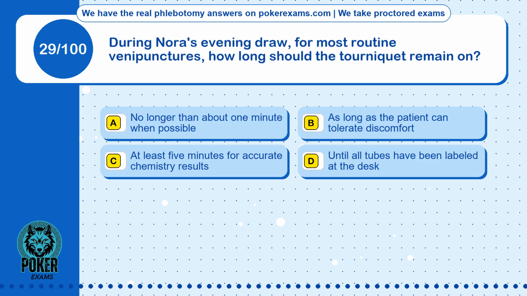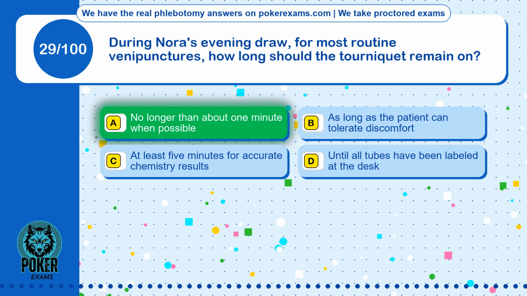Question 29. During Nora's evening draw, for most routine venipunctures, how long should the tourniquet remain on? Option A. No longer than about 1 minute when possible. Option B. As long as the patient can tolerate discomfort. Option C. At least 5 minutes for accurate chemistry results. Option D. Until all tubes have been labeled at the desk.